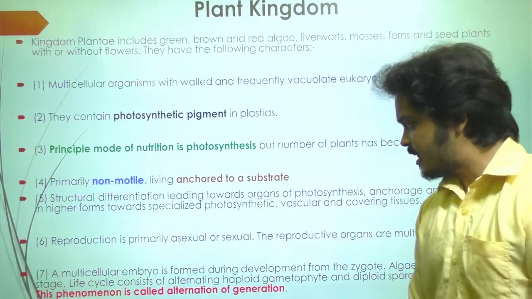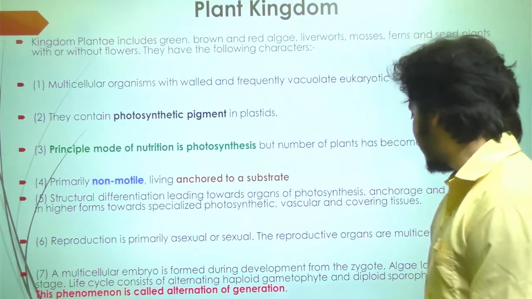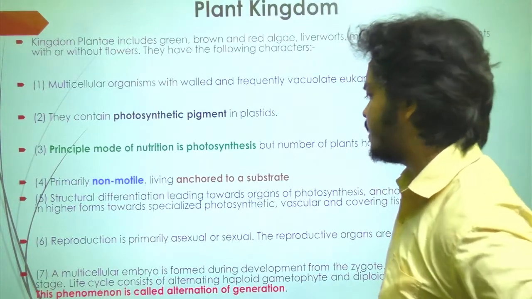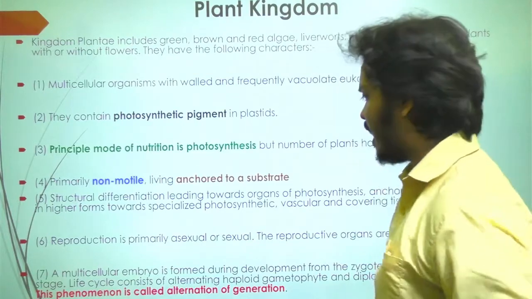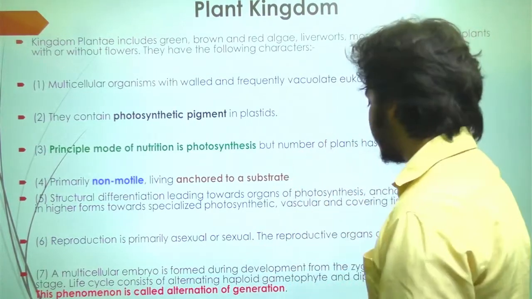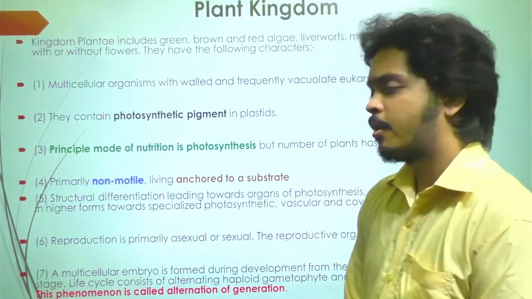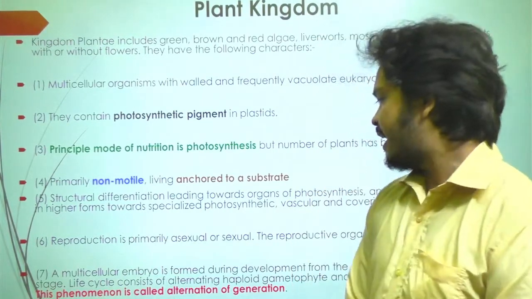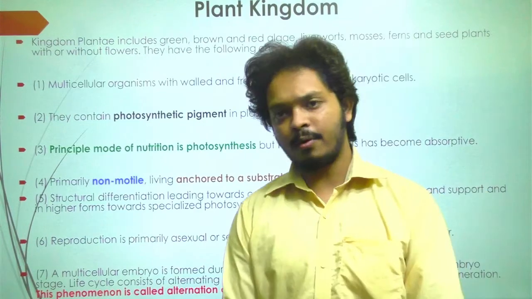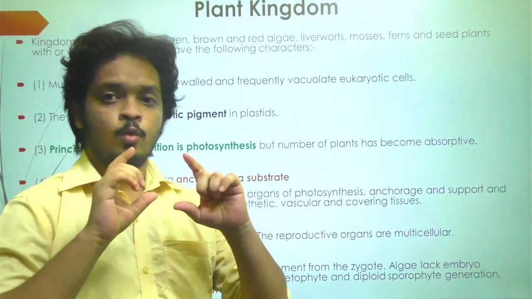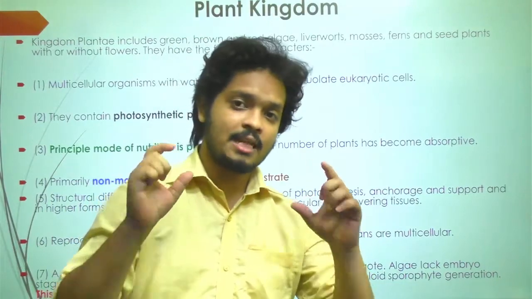There are structural differences leading towards organs of photosynthesis, anchorage and support, and in higher forms towards specialized photosynthetic, vascular and covering tissues. Reproduction is primarily asexual or sexual. They have vegetative propagation as well, such as fragmentation. There are plants that even reproduce with leaves, stems and so on.